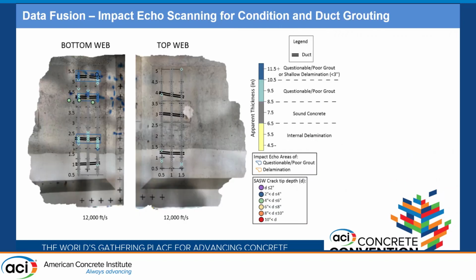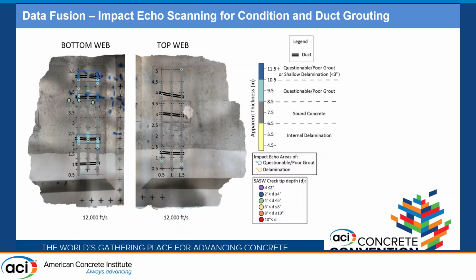So when we put all those lines together and plot them over the orthomosaic, we can see these increases in the apparent thickness, in this case marked in blues, light blue and dark blue. And these generally correlated well within each line. You can see that increase in each line, and they align very well with where we thought the ducts were based on the GPR.